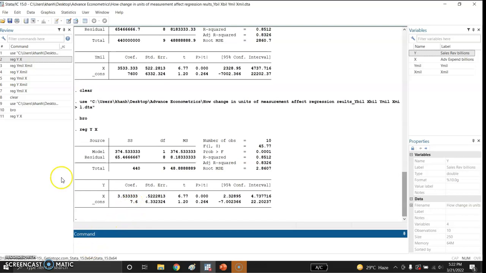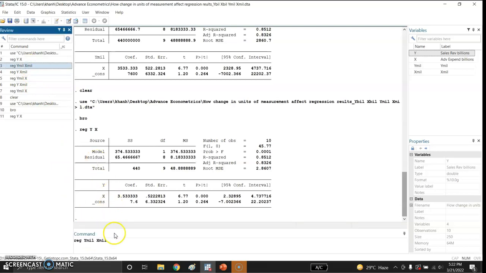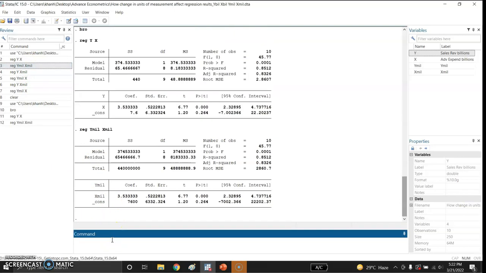Now let me regress y in million and x in million. So the results are here.